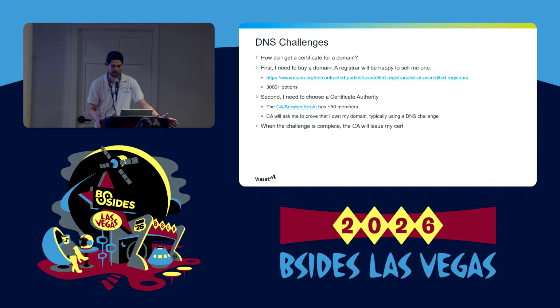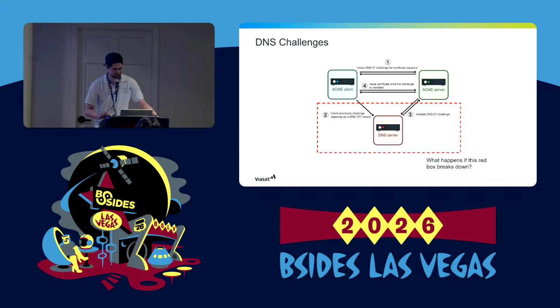So before the CA is going to give me a cert, I have to prove that I own my domain, and this is through a challenge. So usually this involves DNS, right? I've bought my domain from a registrar. I can manipulate DNS. I can prove I own it. When the challenge is complete, the CA gives me my cert. So this, I didn't make this diagram. This is what this looks like.